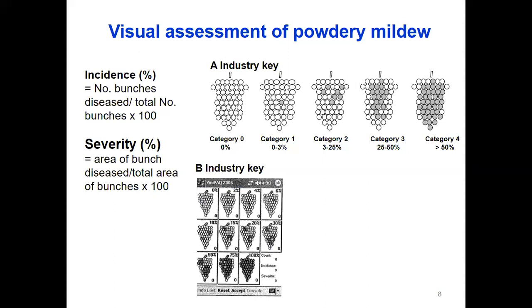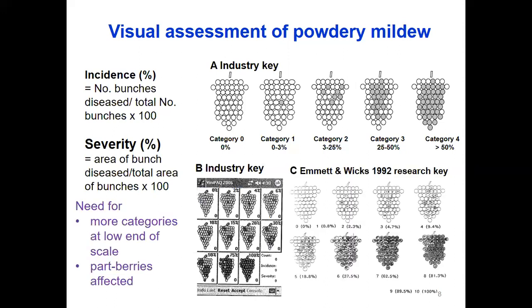And also they show all berries that are affected are 100% fully affected, and this is more typical of botrytis bunch rot than it is of powdery mildew. So the group agreed that there was a need for more categories at the low end of the scale in a key, and that part berries affected should be shown. Similar to this key at the bottom right, which was developed by Bob Emmett and Trevor Wicks, but never actually published. It was used only for research purposes.